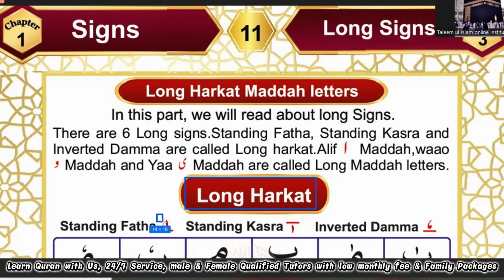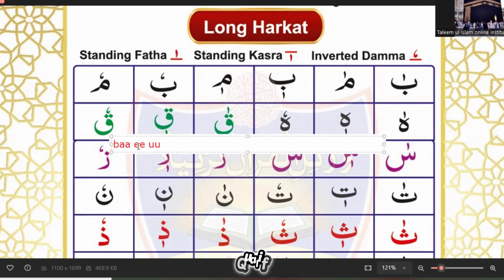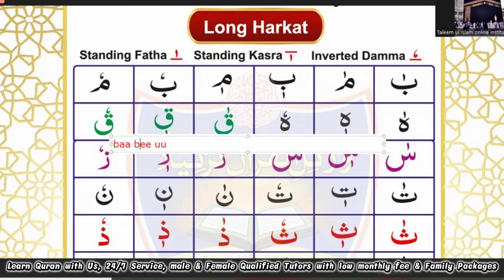So the first three are standing fatha, standing kasra, inverted damma. These are called long harakat. The sound of long harakat, like standing fatha sound is a, standing kasra sound is e, and standing damma sound is u. For example, if there is the letter ba, we will use the English alphabet B for that. So this will be ba, and for kasra, be, for damma, boo.